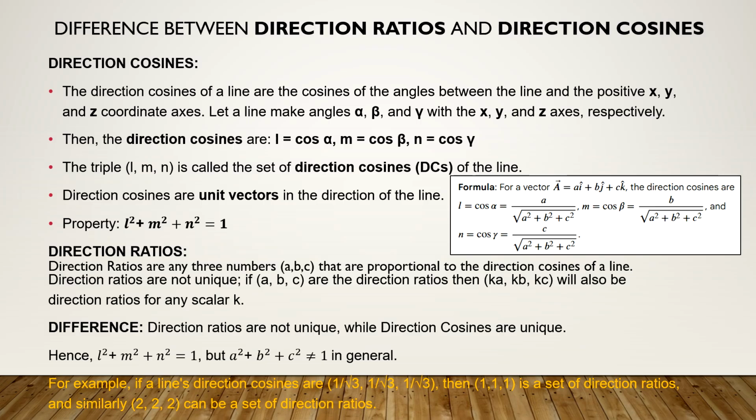So we have l square plus m square plus n square is equal to 1, but a square plus b square plus c square is not equal to 1 always. For example, suppose you have a line which has direction cosines 1 upon root 3, 1 upon root 3 and 1 upon root 3. Then you can say that 1, 1, 1 can form a set of direction ratios. But also 2, 2, 2 can form a set of direction ratios. So we can conclude that direction ratios are not unique, but direction cosines are unique.